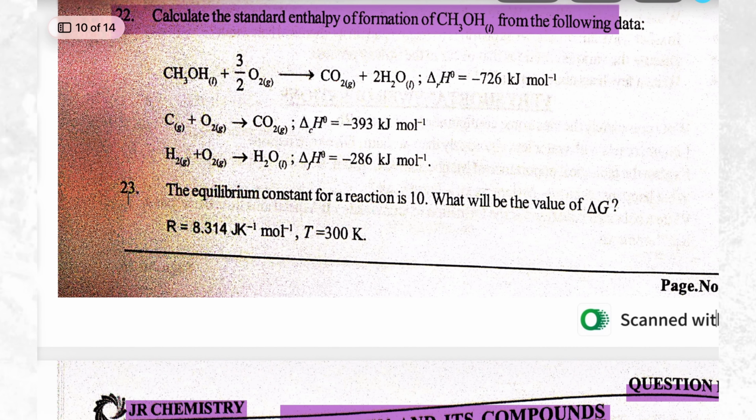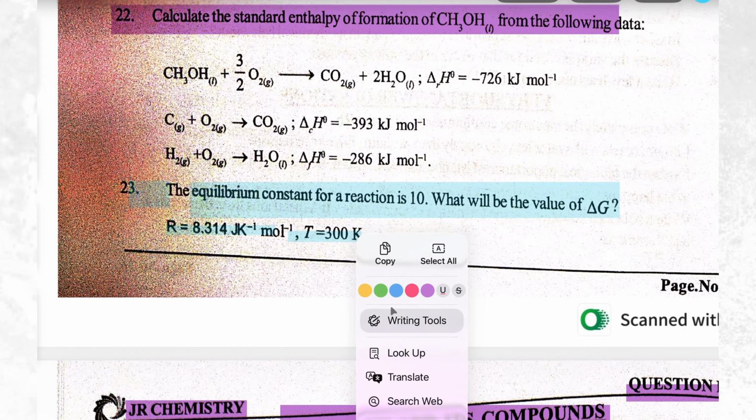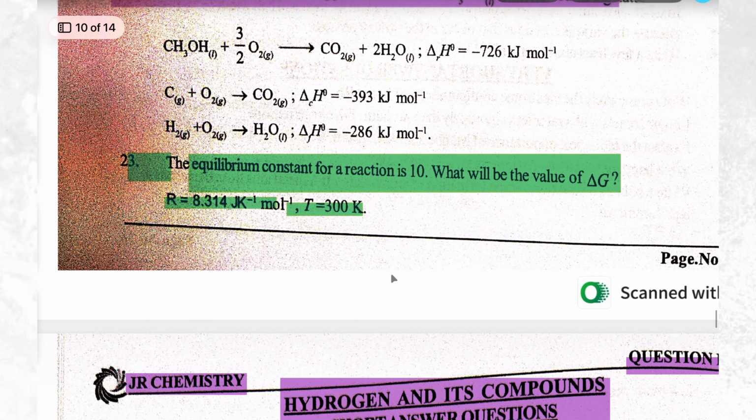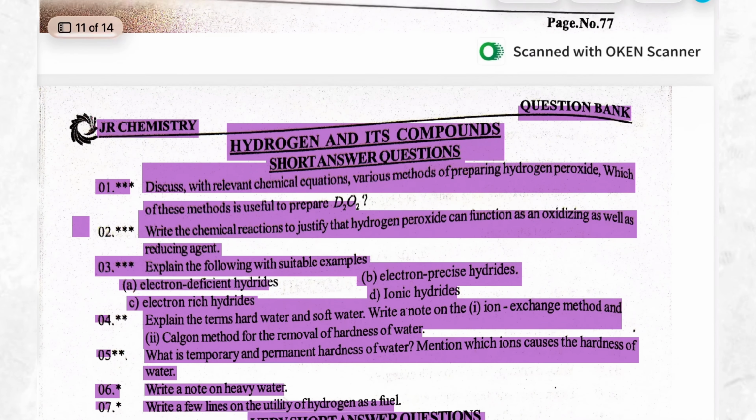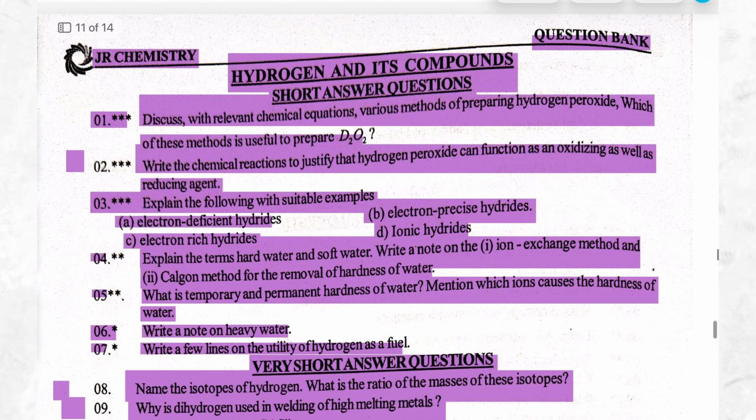Next we'll see 23. This is also VSQ, 23. That is a problem. They are asking it as a problem. Clear? That's it. Next we'll see hydrogen and its compounds.